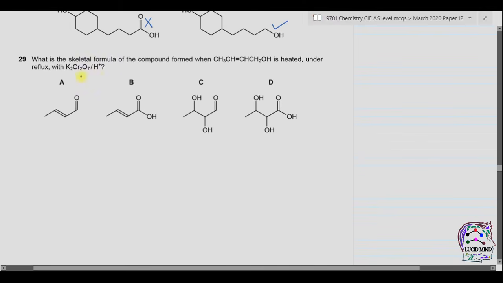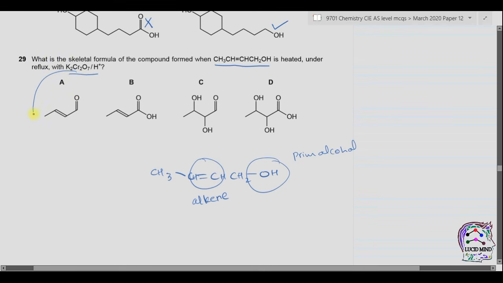Question number 29. What is the skeletal formula of the compound formed when this compound is heated under reflux with potassium dichromate in the presence of acid? So let's see what they have given to us. CH3, C double bond C, CH2, OH. So we have a primary alcohol and we also have a double bond, an alkene.